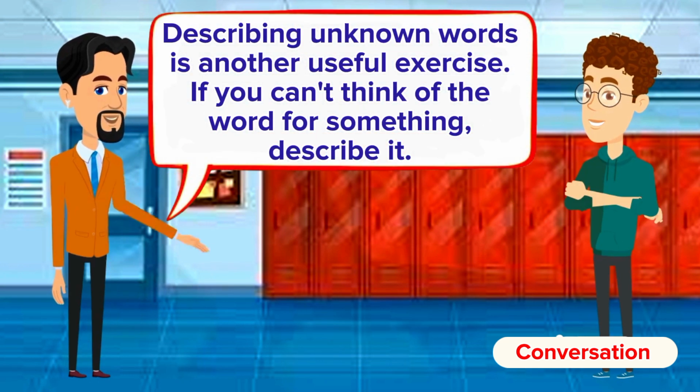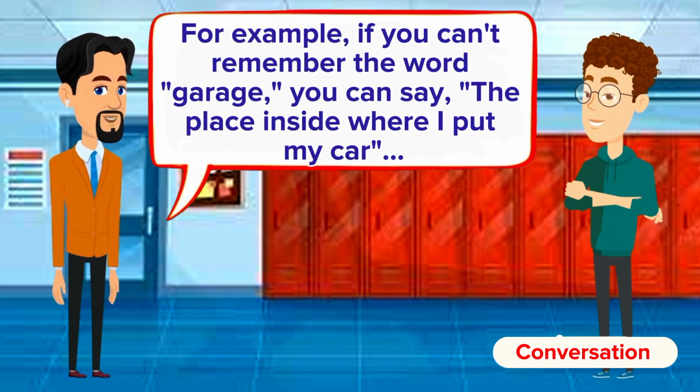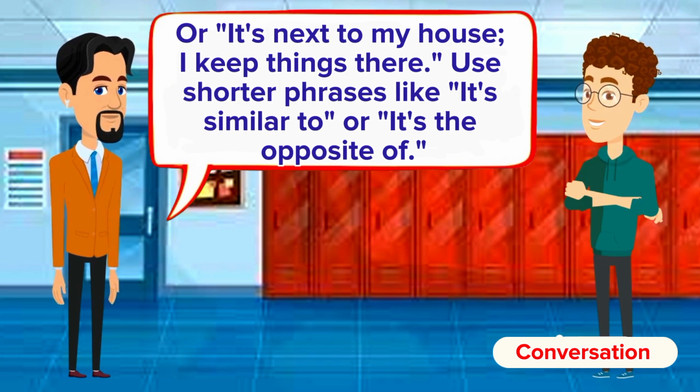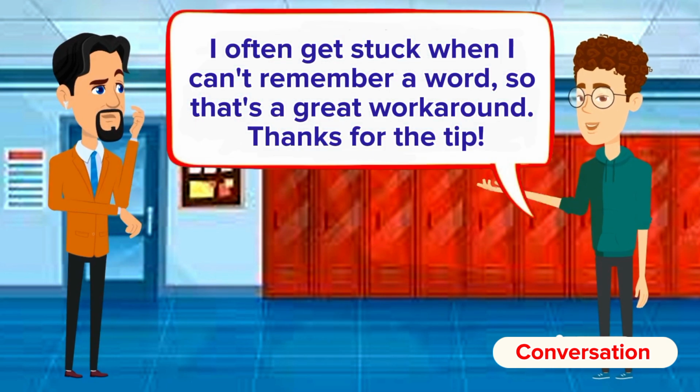Describing unknown words is another useful exercise. If you can't think of the word for something, describe it. For example, if you can't remember the word garage, you can say, the place inside where I put my car, or it's next to my house, I keep things there. Use shorter phrases like it's similar to or it's the opposite of. I often get stuck when I can't remember a word, so that's a great workaround. Thanks for the tip.